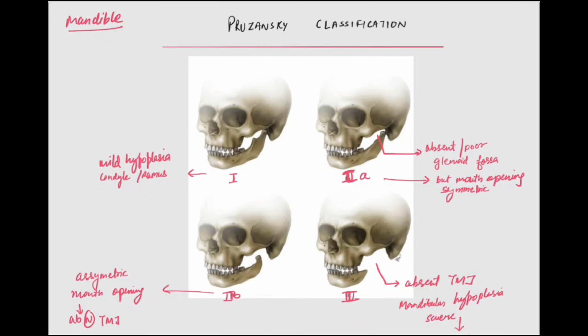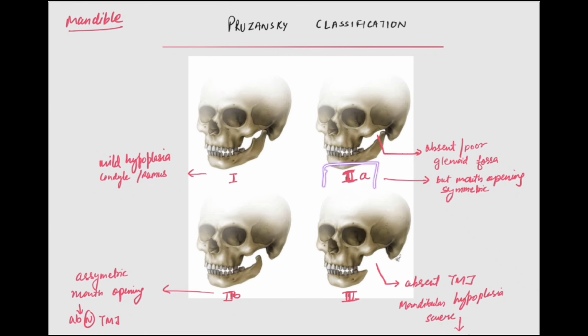In this video, we will be discussing the Pruzansky classification. The Pruzansky classification is used to assess the severity of the mandibular and temporomandibular joint deformities in patients with craniofacial microsomia. In grade 1, there is mild hypoplasia of the condyle and ramus, and all the rest of the structures are normal.